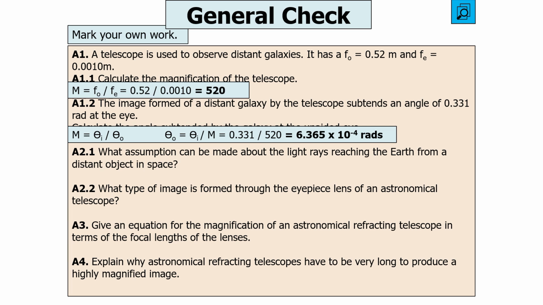Rearrange it to get the angle subtended by the object. Pop in all the values through. Remember, the magnification of the telescope will be constant in this instance if the lengths don't change. So therefore, it's 6.365 times 10 to the minus 4 radians.